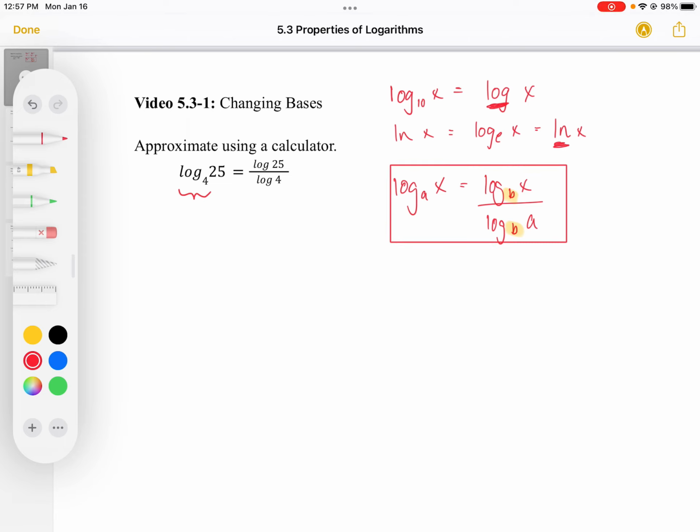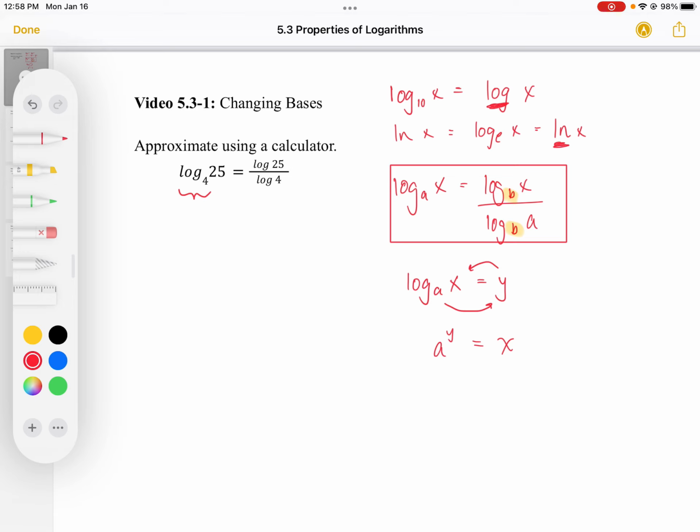You might ask yourself, where did that come from? I'll do a quick proof of that. If we have log base a of x, we could say that that's equal to some number y. We don't know what it is. Let's rewrite this for our purposes: a to the power of y is equal to x. I just rewrote my log statement as an exponential statement.